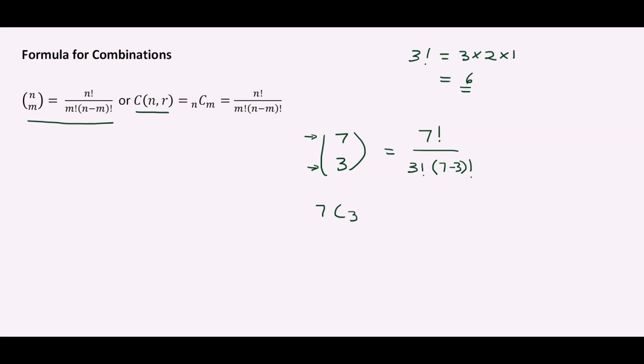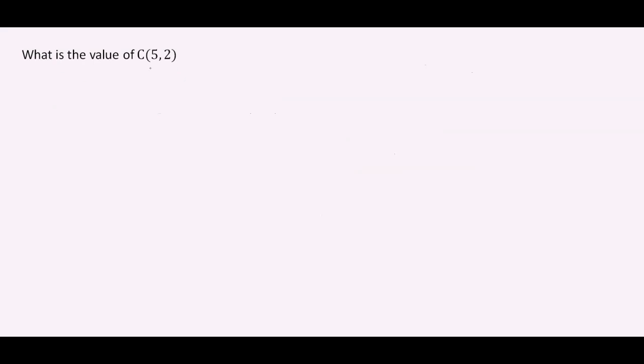Now let's try an example. So what is the value of C52? I'm going to write it in this format so that it's easy to see what we're trying to do. So this is going to give us 5 factorial divided by 2 factorial multiplied by 5 minus 2 factorial. So this is going to give us 5 factorial divided by 2 factorial multiplied by 3 factorial.